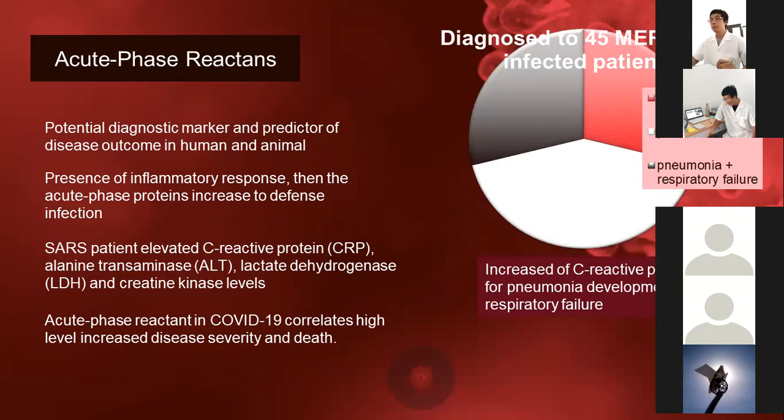From the diagram, we can see the diagnosis of 45 MERS and COVID infected patients. A few of them had no pneumonia, some had the infection with pneumonia, and some had both pneumonia and respiratory failure. This is because of the increase of C-reactive protein, which represents pneumonia development and respiratory failure. Next.